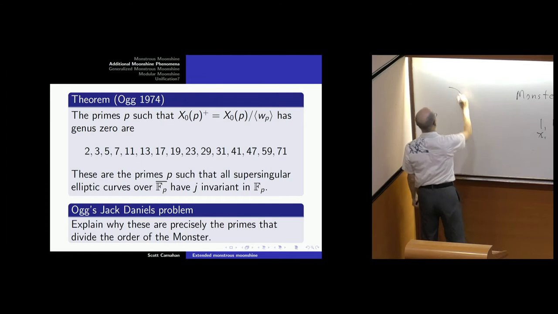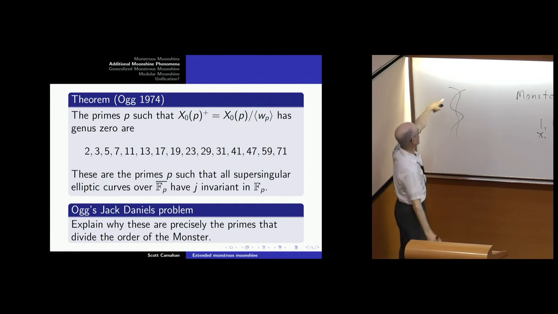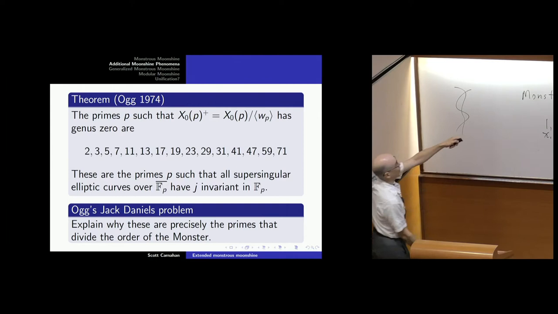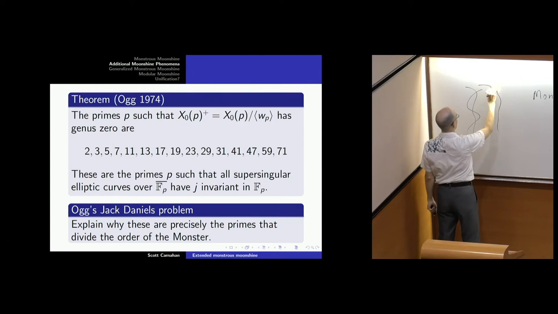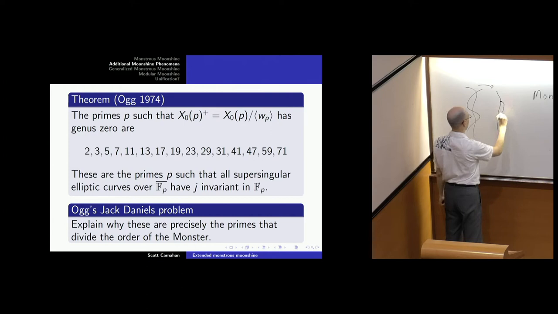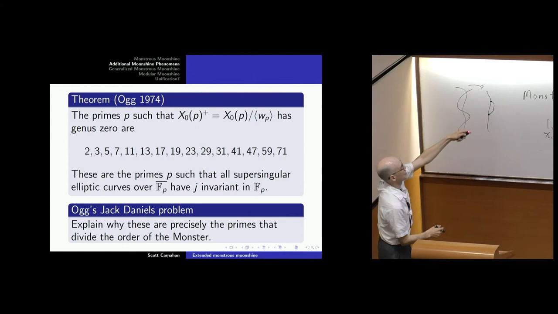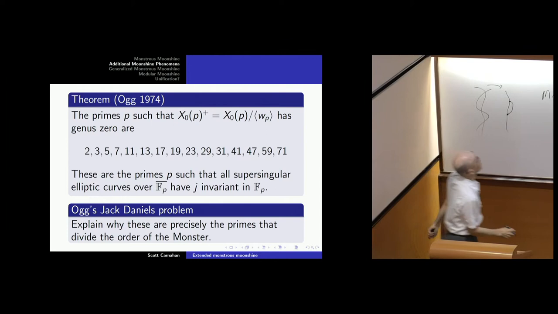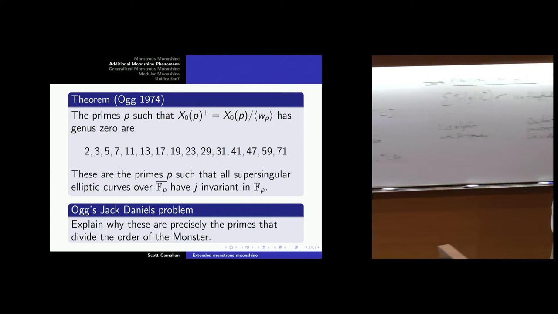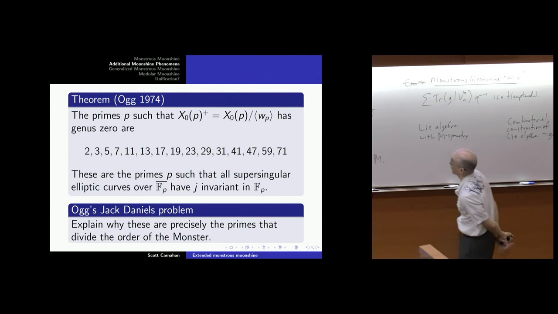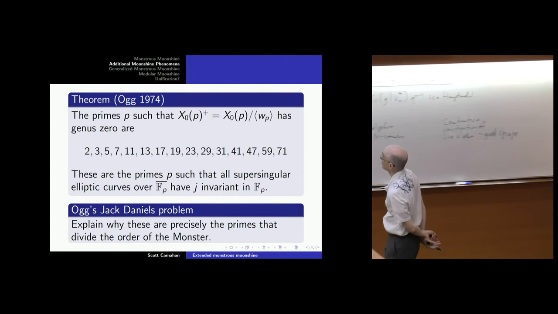Over F_p, X naught of p looks like two copies of X naught of 1 glued together at supersingular points. If you mod out by this Fricke involution, then you just get one copy of X naught of 1, but any supersingular point gets glued to its Frobenius conjugate. So if you have anything that's not in F_p, then you'll get some gluing, and the genus will go up. Okay, so Ogg's Jack Daniels problem. At the end of his paper, he offered a bottle of Jack Daniels, a whiskey, to anyone who can explain why these primes are exactly the ones that divide the order of the monster.